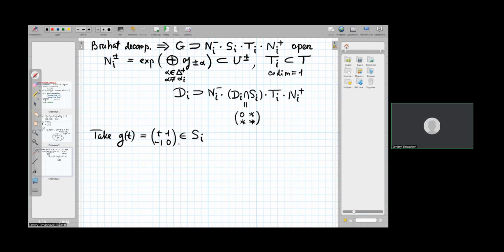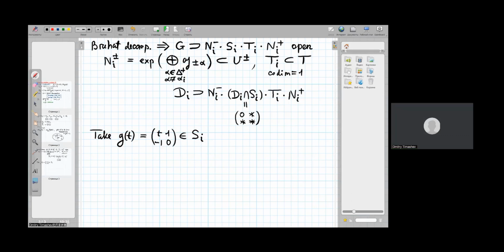Why does Di contain the product of the four elements? Well, because Di is stable under the action of B minus on the left and B plus on the right. Yes, Ni minus is contained in B minus, while Ni plus is contained in B plus.